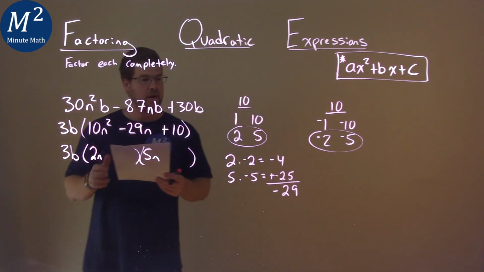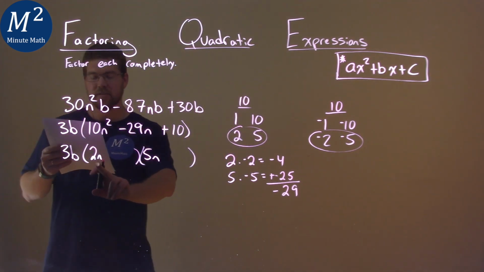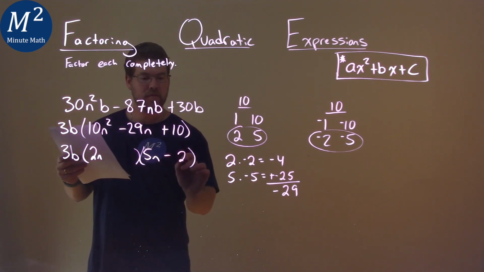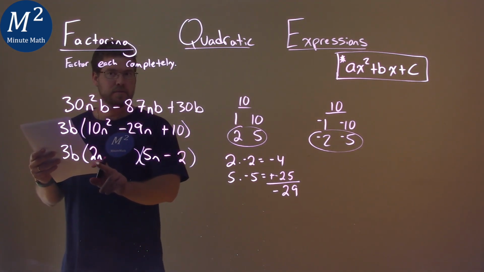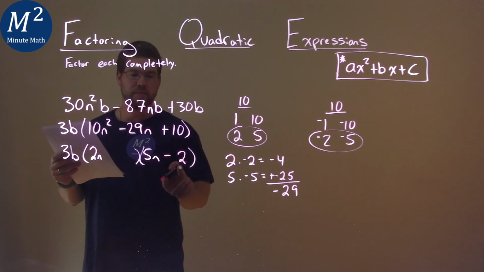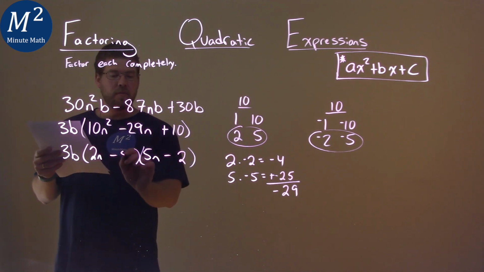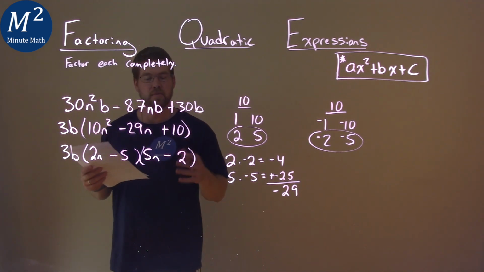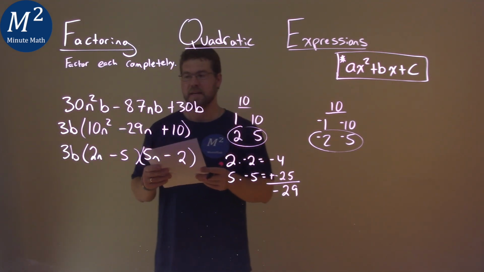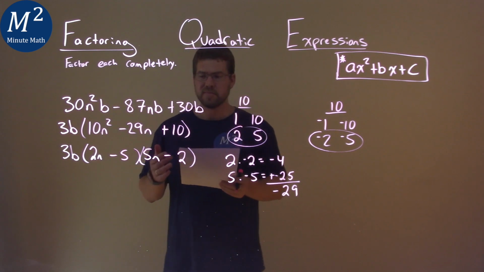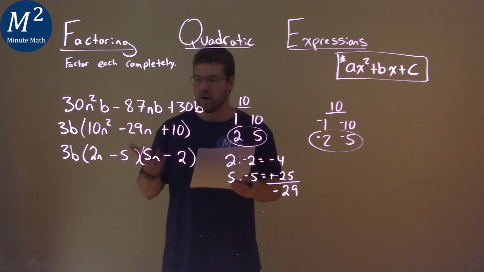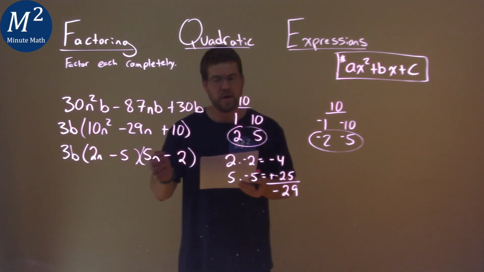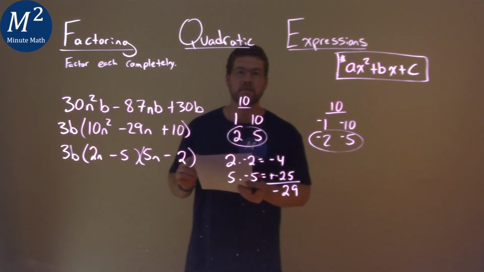So let's make sure we set it up correctly. This 2n has to be multiplied by a negative 5, so I'm going to put the negative 2 on this side, because when we FOIL it, 2n will be multiplied by that negative 5, and the negative 2 will multiply by this 5n. Combine them together, you get that negative 29n. And so we actually have this now in factored form. Our final answer is 3b times 2n minus 5 times 5n minus 2.